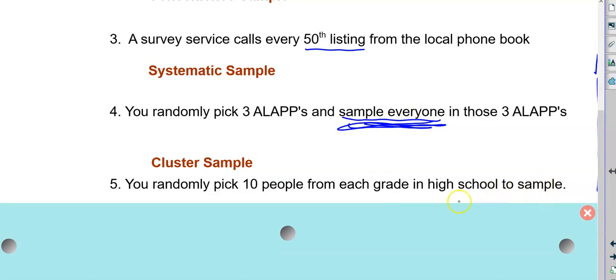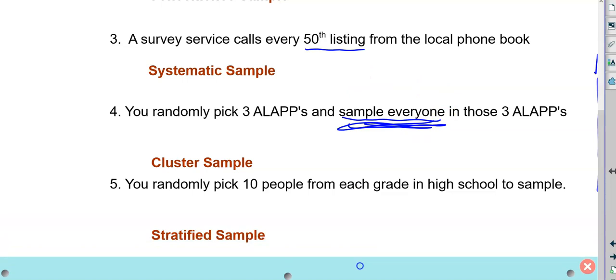Now you stratified, right? You broke them into groups first. So here, the group is the thing you're studying. Here, you're breaking into groups and then simple random sample within each group. So that would be stratified.